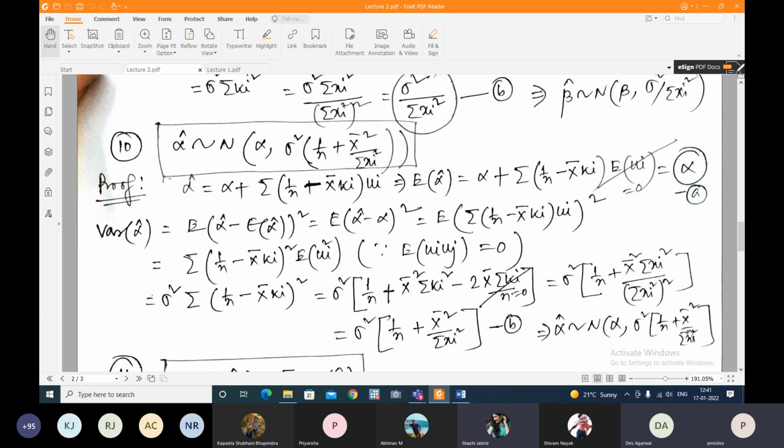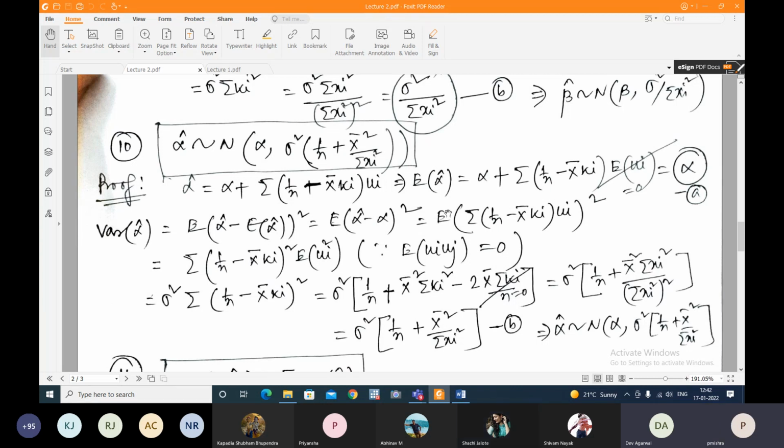Excuse me, sir. Yes. Sir, in this proof where we are taking out for alpha hat, in this, I didn't understand how from expectation of the whole square we came to this. This one you are talking about, right? Yes, sir. From there, how we came to that. I understood this one. Yes, right.